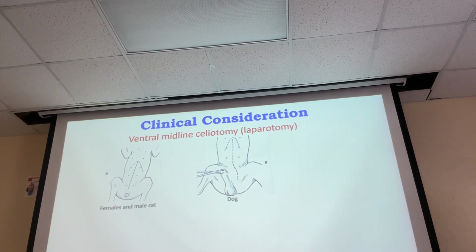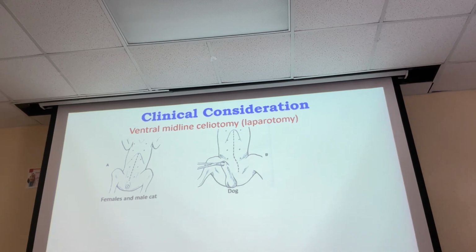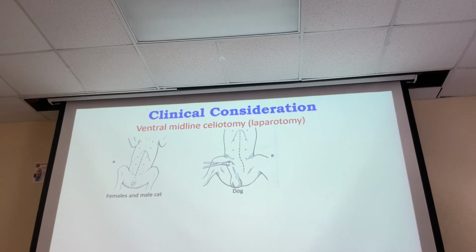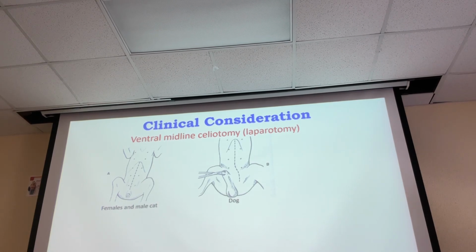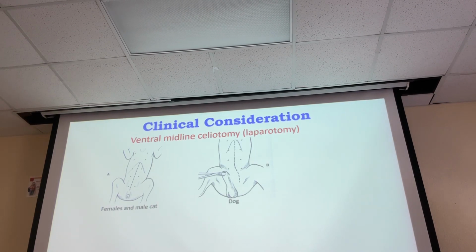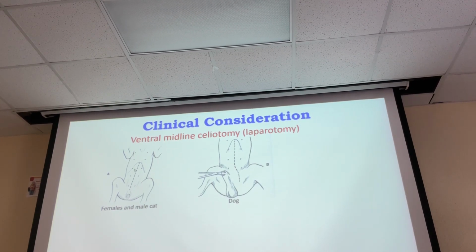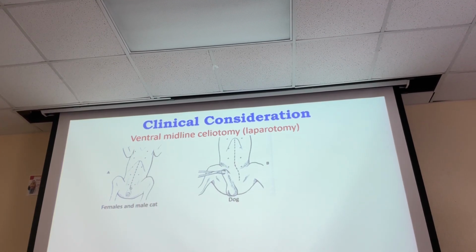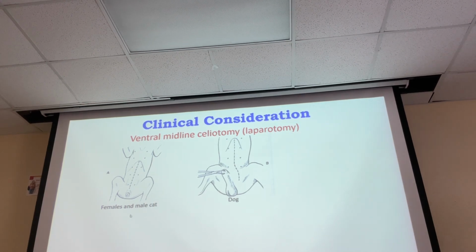Now, when you make your cut, there is a little difference in terms of your cut when you are dealing with a male or when you are dealing with what? With the female. Okay? Now, in the female, the cut is straight. It's straight through the linea. Why? Because there is no prepuce, there is no penis.